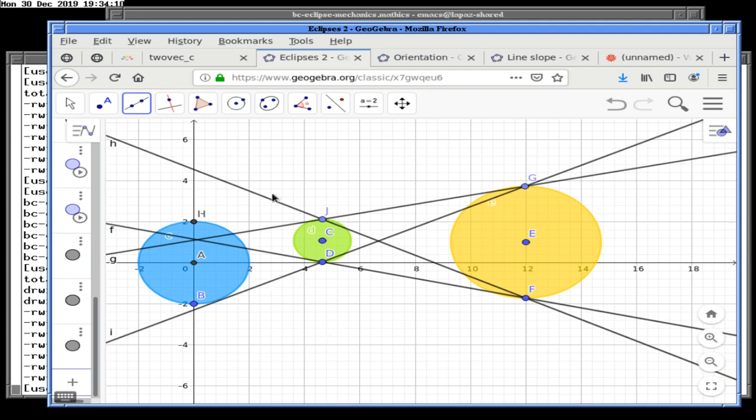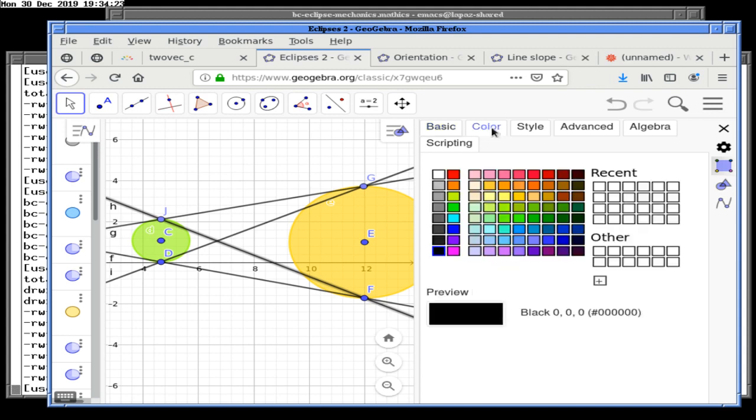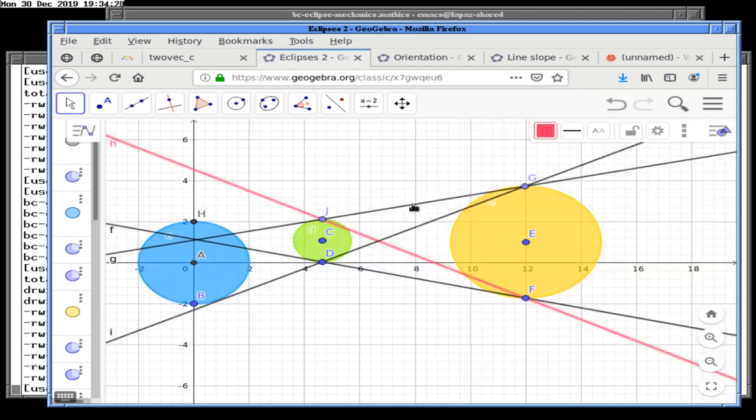Okay, we've got to make these lines a better color. Not by adding points to them. All right, let's go to this line here. I guess we can go to settings like this. These lines will be a nice, lovely, I don't know, red color. Oh, I like that. Okay. And then, of course, we have to do it for this other penumbral line here.